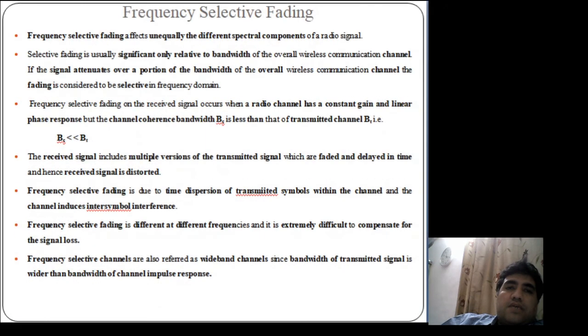Next is frequency selective fading. In this type of fading, the bandwidth of the transmitted signal is much greater than the bandwidth of the channel, so the fading will be different for different frequency signals. So the received signal is distorted in this fading. This is also known as wideband fading, and it is extremely difficult to compensate for the losses in this fading.